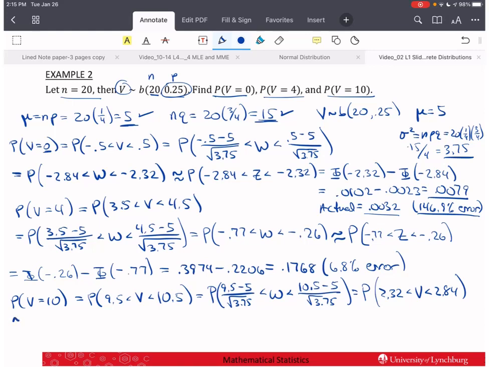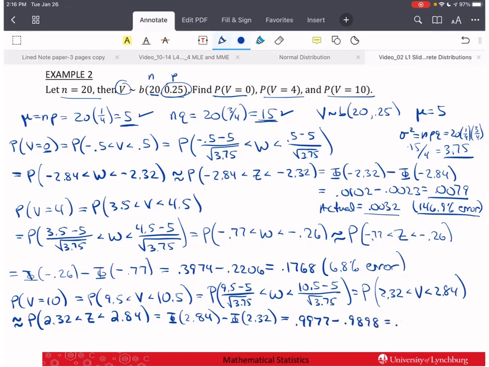But first, we need to say that we're going to approximate that with the Z distribution, which is equal to phi of 2.84, the large one when it's positive, minus phi of 2.32 when it's negative. And so when we look these up, we're going to get 0.9977 and 0.9898, which gives us 0.0079, and this turns out to be a 21% error.